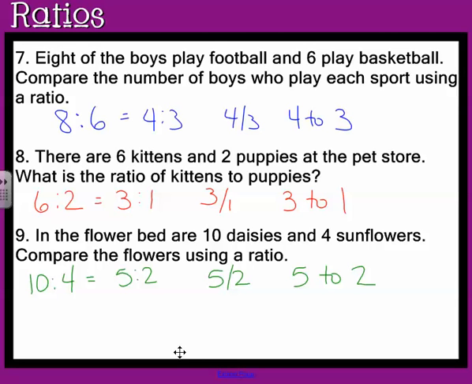And then take a look at number 9 when we're asked to compare the daisies and the sunflowers. We have a ratio of 10 to 4, which can be simplified to 5 to 2. And then one more time you see the 3 different ways that that ratio can be written.